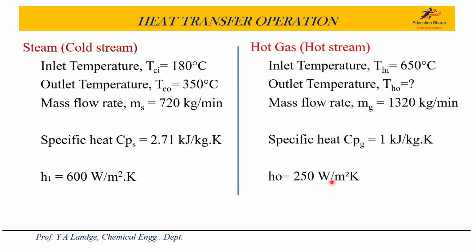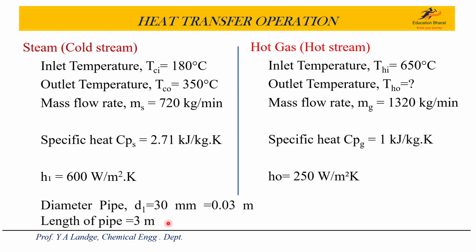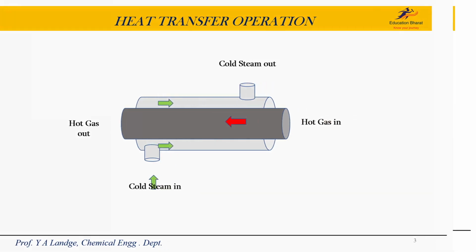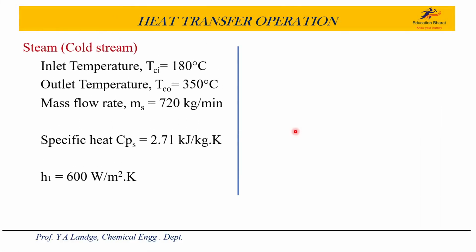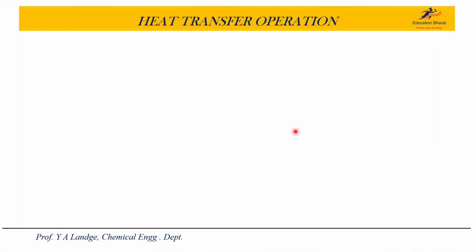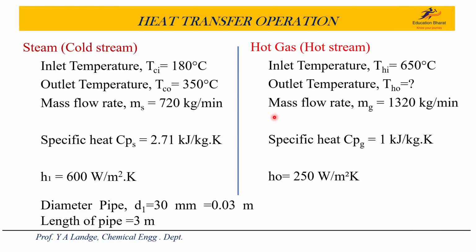Another data we have is the diameter of the pipe and the length of the pipe. If you see here, one of the fluids, the hot gas, is flowing through this tube and the cold fluid is flowing outside. So steam is flowing outside and the hot gas is flowing inside. Accordingly, we have taken the data and are writing it down. Now with this data, we try to find how we can get the number of tubes.